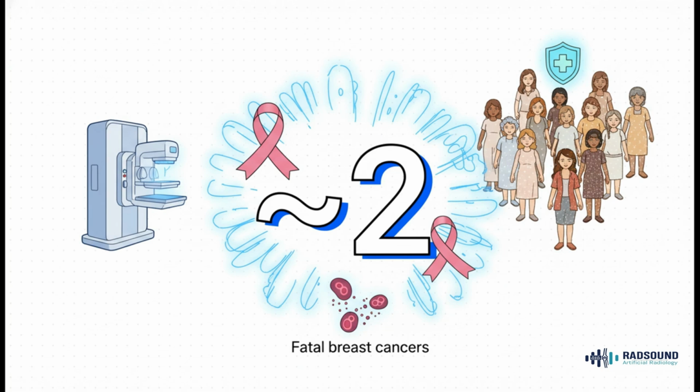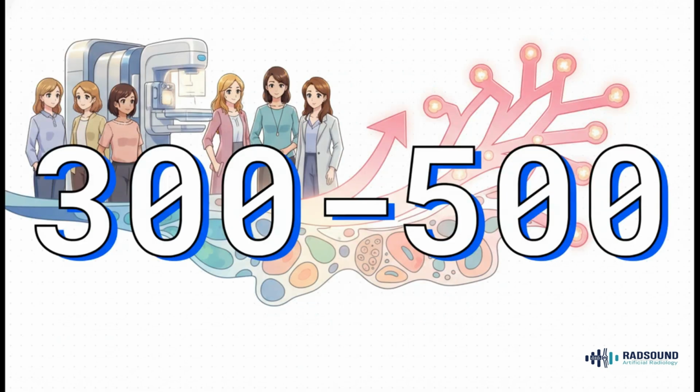The best data we have suggests that for every 100,000 women who are screened regularly throughout their lives, the radiation exposure might, and that's a big might, be responsible for inducing about 2 fatal breast cancers. That's the risk. And now, here is the benefit. In that very same group of 100,000 women, that very same screening program will find somewhere between 300 and 500 cancers at an early, treatable, and often completely curable stage.